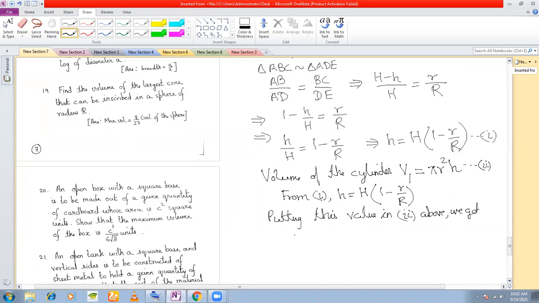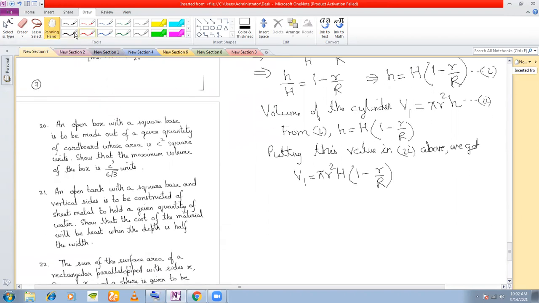Putting this value in 2, we get V1 is equal to pi r square, and small h, if you put the value, H into 1 minus r by R. Now you can multiply pi r square H throughout for the convenience of differentiation. So you can write this as V1 is equal to pi r square H minus pi r cube H by R. Right. So now, if you see, this function is down to a single variable r. So we find out dV1 by dr.